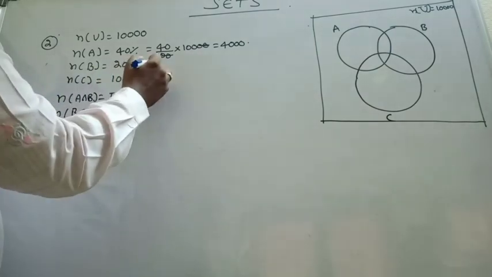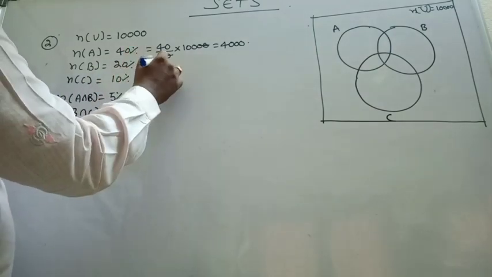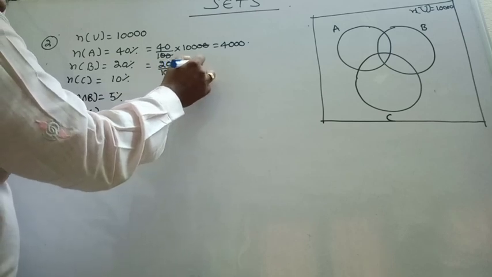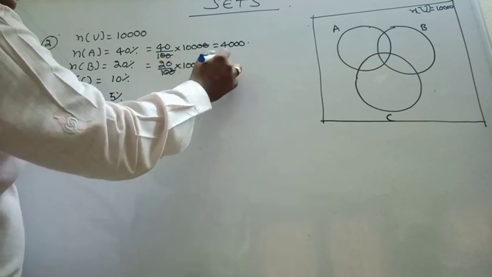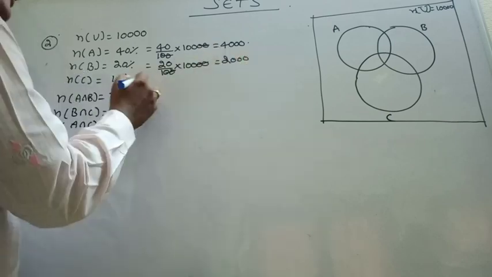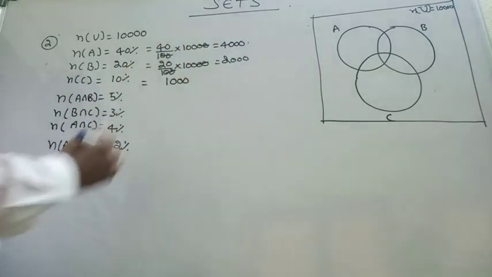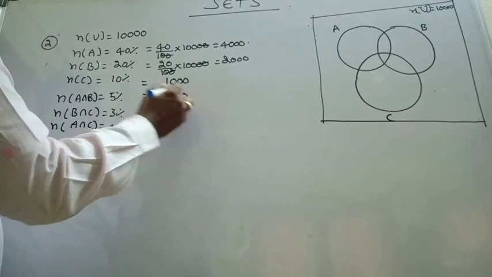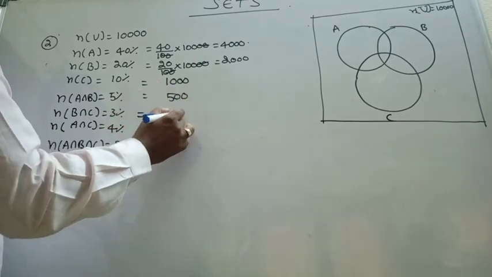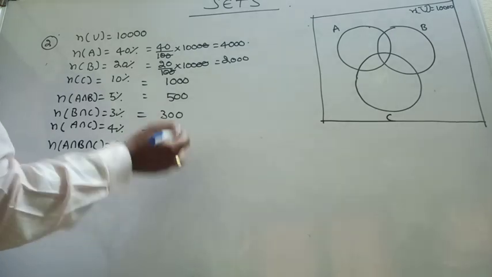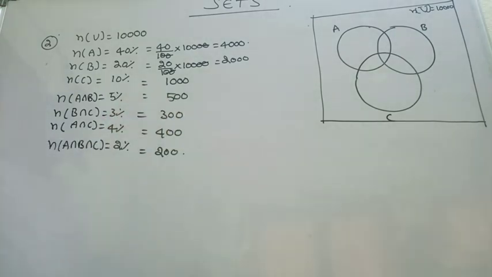Now this is 20%. 20% means 20 by 100 into 10,000, so you have here 2,000. Now 10% means 1,000. This is 500. You can easily calculate. This is 300. This is 400. This is now 200. Such a beautiful way we have got these numbers now, right?